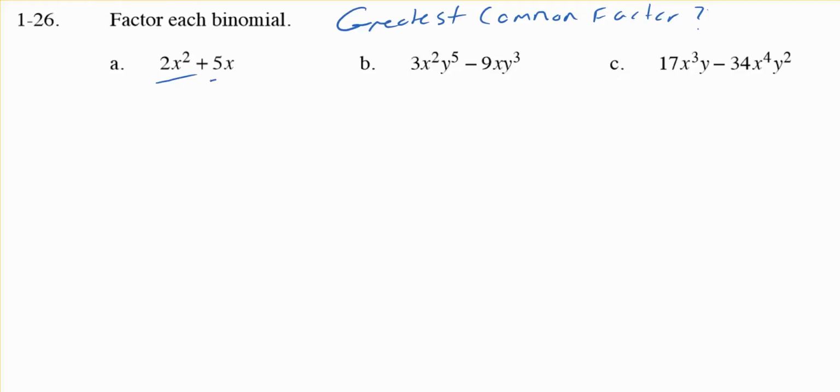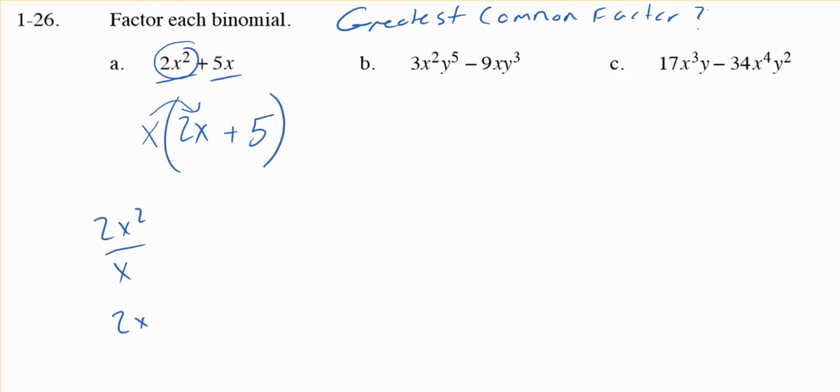So do they have something in common? They definitely have the x in common. They don't have a 2 in common or anything divisible, so it's just an x. So I'll just demonstrate this one time. If I take a 2x squared and I divide by an x, one of those is going to go away. I'm going to be left with a 2x. The other way to check is if we were to multiply this back through, would I get back to here? And of course we would. So if I go 5x divided by x, I'm going to be left with a 5.